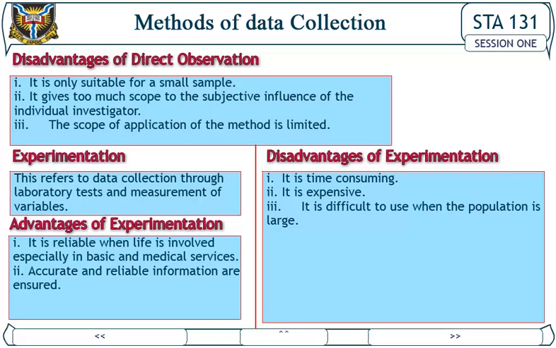Experimentation. This refers to data collection through laboratory tests and measurement of variables. Advantages of experimentation. 1. It is reliable when life is involved, especially in basic and medical services. 2. Accurate and reliable information are ensured. Disadvantages of experimentation. 1. It is time-consuming. 2. It is expensive. 3. It is difficult to use when the population is large.